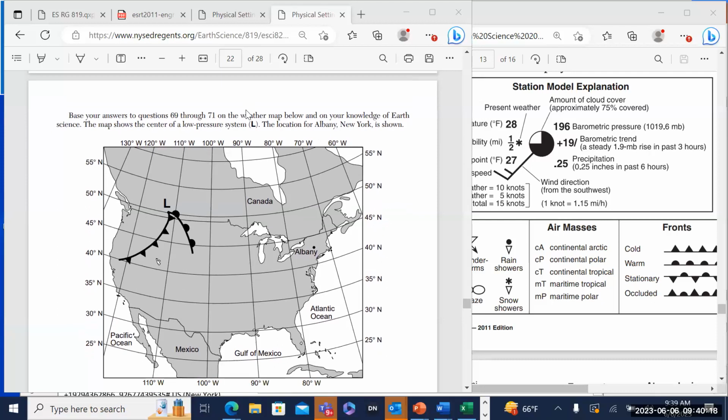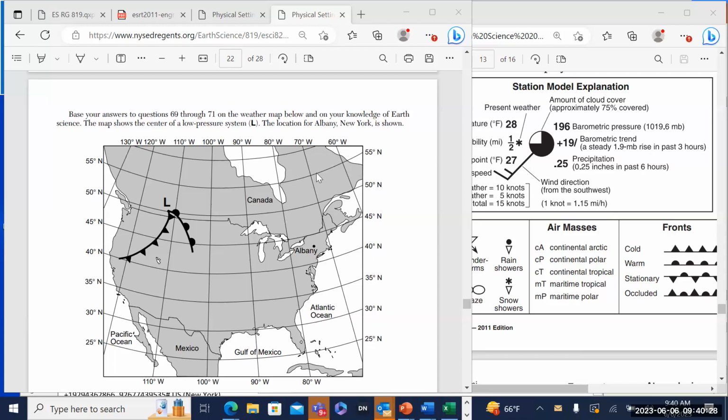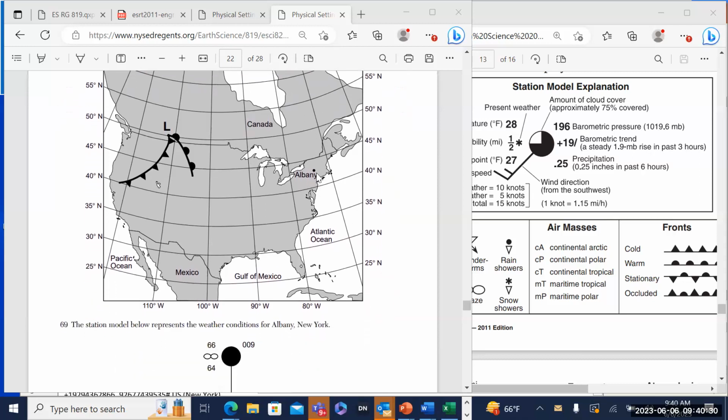Base your answers to questions 69 to 71 on the weather map below and on your knowledge of earth science. The map shows the center of a low pressure system. The location for Albany, New York is shown. So we're on number 69. The station model below represents the weather conditions for Albany, New York.